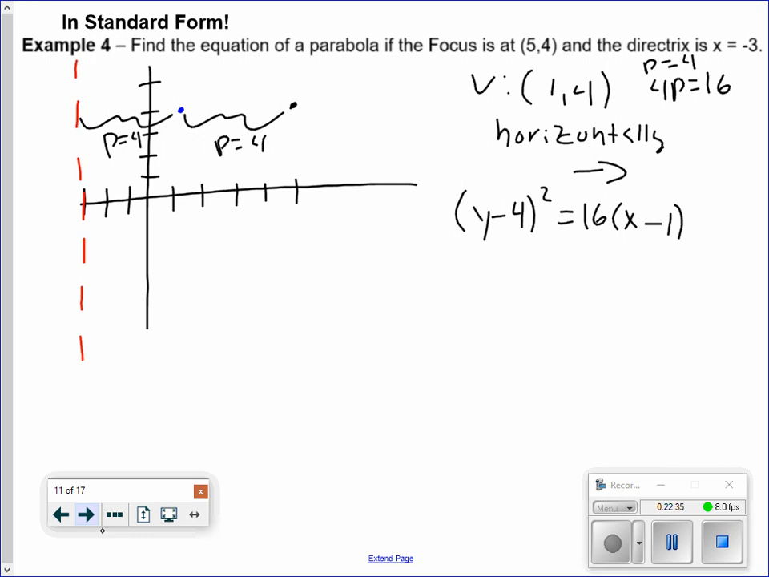From here, I know it's going to be horizontal and opening to the right. I know that because my focus is to the right, so I'm opening that way. That means I'm going to be positive, and I'm using the horizontal equation of a parabola. My p is 4, so my 4p will be 16. So I get the equation (y - k), or (y - 4) all squared, equals my 4p, which is 16, times (x - h), or (x - 1).